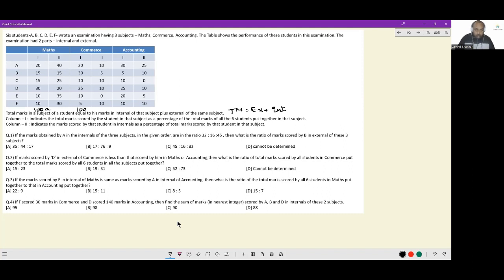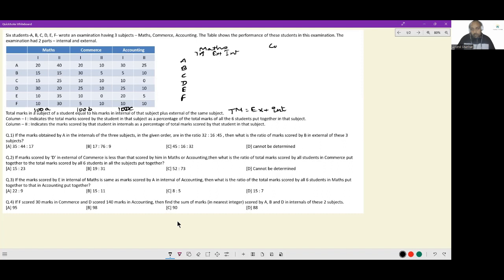Similarly, for commerce, let it be 100B. For accounting, let it be 100C. This is what is known breakdown of this. If I wanted to break it down, let's do maths. I'll write it separately. A, B, C, D, E, and F. And then total, external, internal.